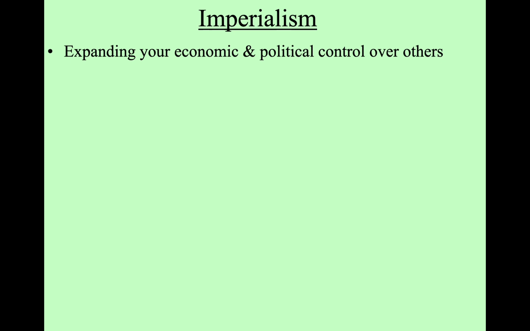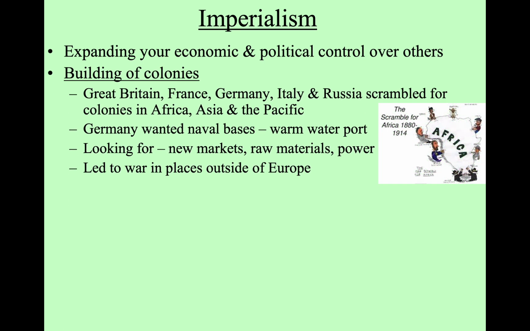The second major cause of World War I was the idea of imperialism, which was the effort by a country to expand its economic and political control over other areas of the world. During the period from 1880 to 1914, European countries competed to colonize the areas of Africa, Asia, and the Pacific Ocean. The countries of Great Britain, France, Germany, Italy, and Russia all competed to claim land and establish colonies throughout these areas of the world.